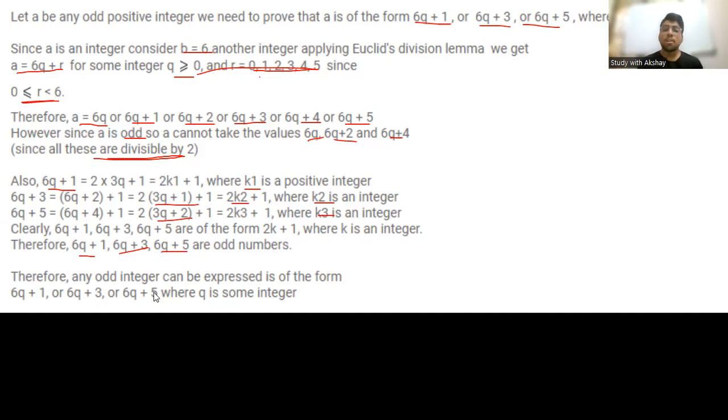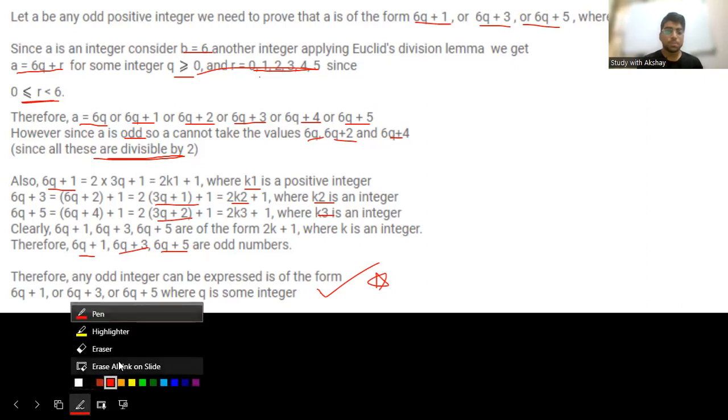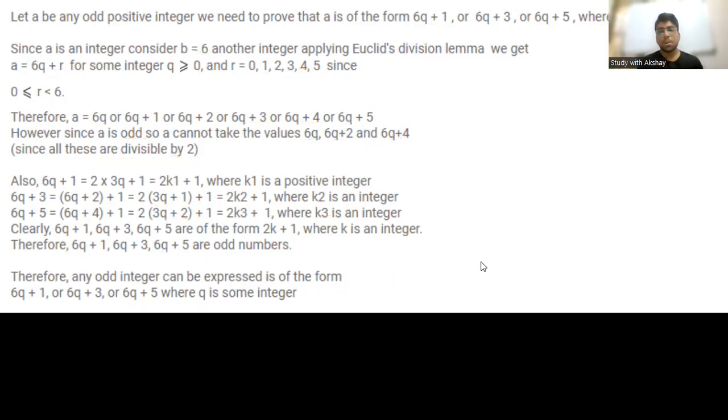So therefore, it's an odd number which is expressed in this form where q is a positive integer. This statement is compulsory and this is important. They look for the statement just because it's a conclusion that you have proved it. You have proved it correctly. Copy it down.